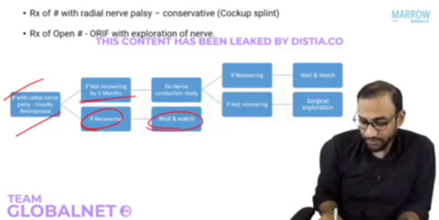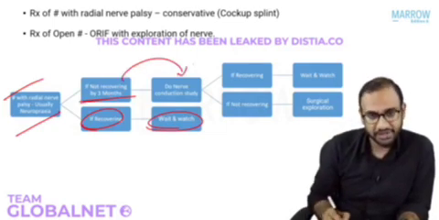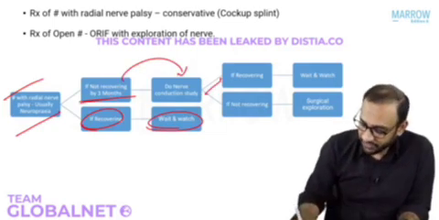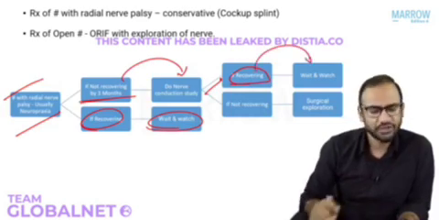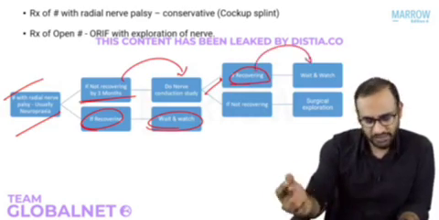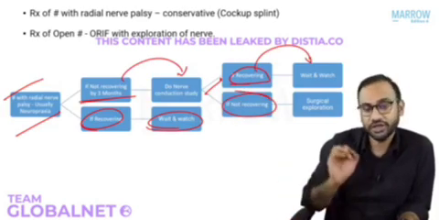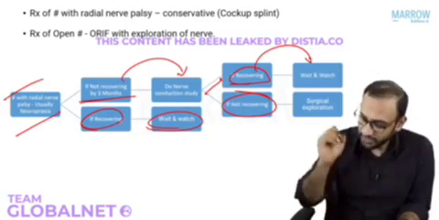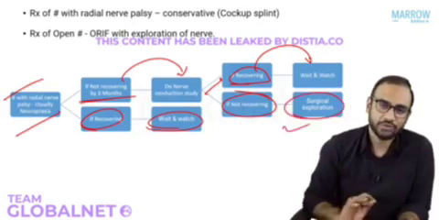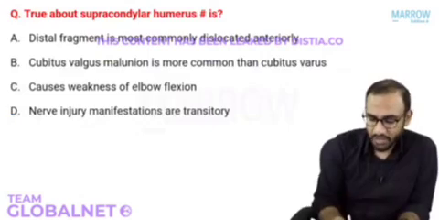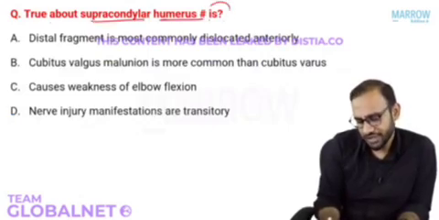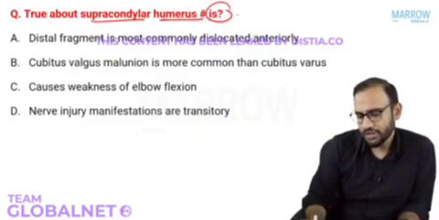If it is not recovering by 3 months, go for nerve conduction studies and see what's going on. If it is recovering on the nerve conduction studies, again, there is nothing to do. Wait and watch. It will recover within a few months. If it is not recovering on nerve conduction studies after 3 months, then you have to go for surgical exploration. Right? Next. True about supracondylar humerus fracture is: distal fragment is most commonly dislocated anteriorly.